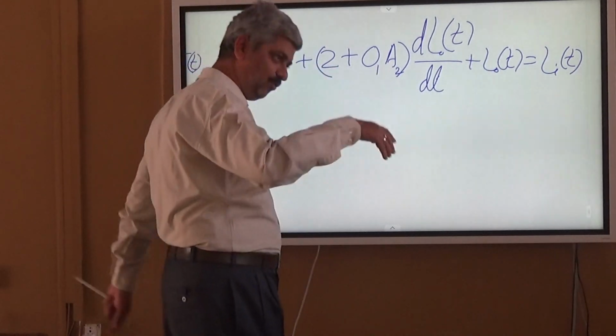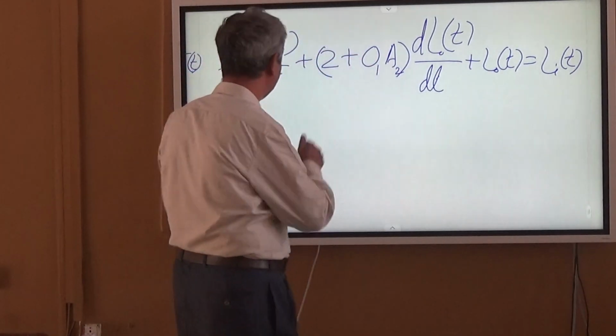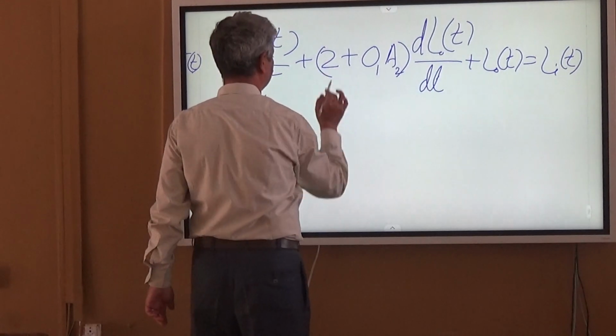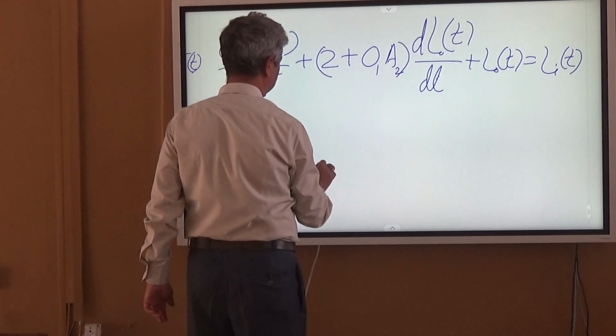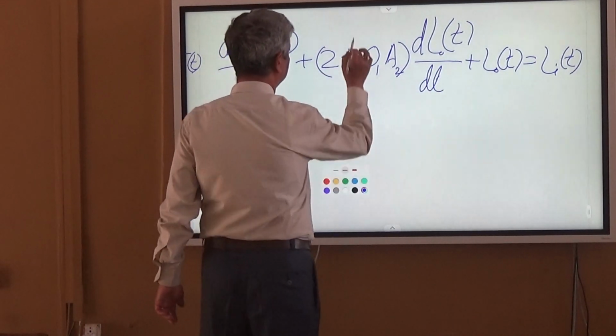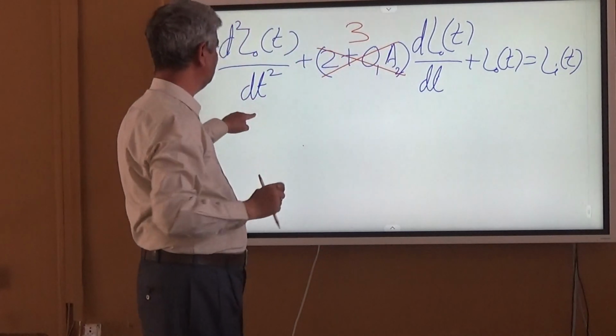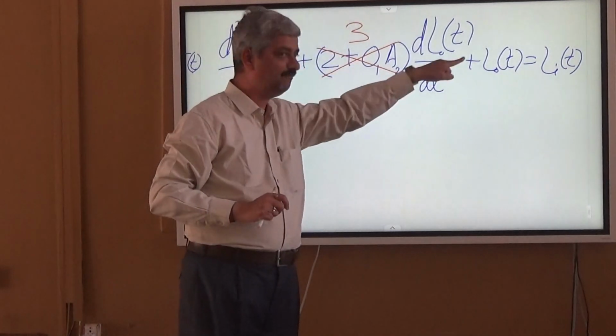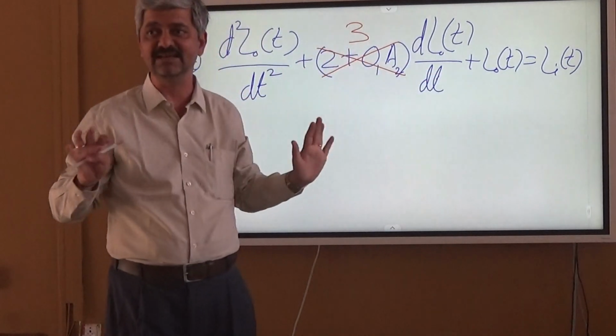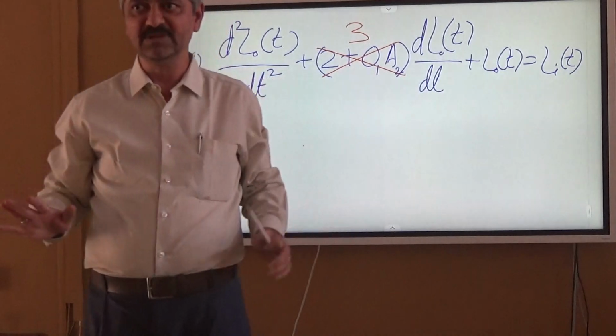So if O1 A2 is also 1, then what I had said, that the constant is... so d2 LOT by dt square plus 3 d LOT by dt plus LOT is equal to ln t. Is it clear?